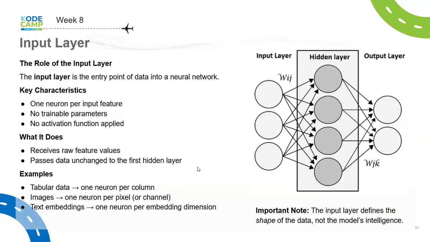And then if it's a text embedding, right? Remember, we just talked about embeddings. Embeddings are vectors that represent meaning, and it's a multidimensional vector where each number represents a feature that has been learned. Okay, so each of those numbers will be represented by a neuron in the input layer. Okay, so the input layer defines the shape of data. It has nothing really to do with the model's intelligence. It allows you to know what the shape of the data should look like.